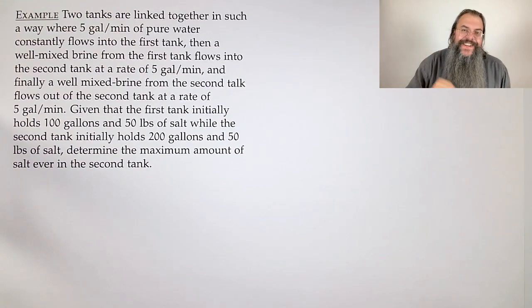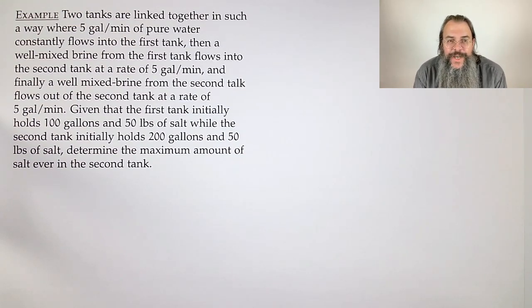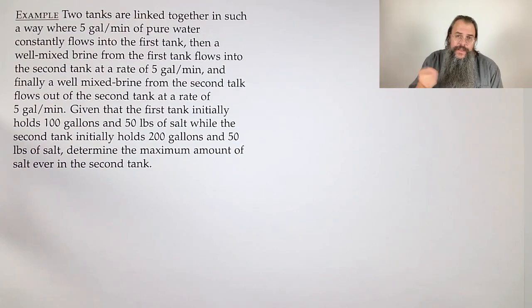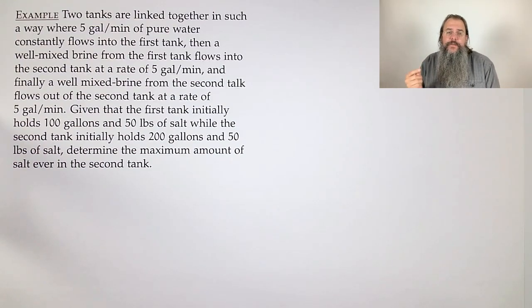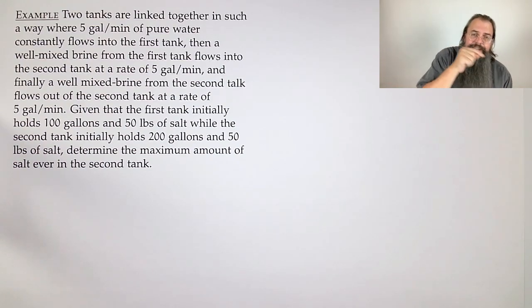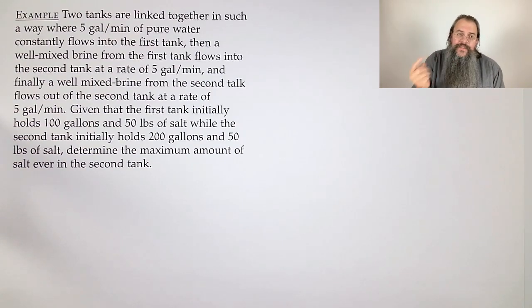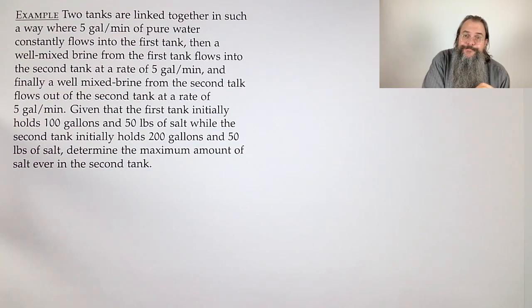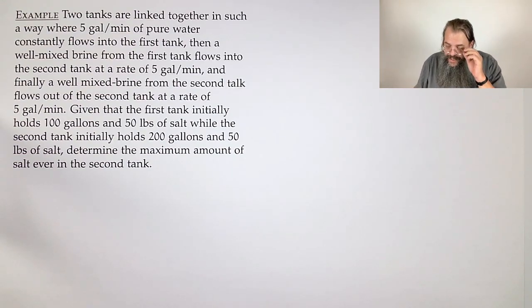Two tanks are linked together in such a way that 5 gallons per minute of pure water constantly flows into the first tank. Then that mixes, and then 5 gallons per minute from the first tank goes into the second tank. And then that mixes, and then 5 gallons per minute goes from the second tank and goes out. Okay, so that's the setup.